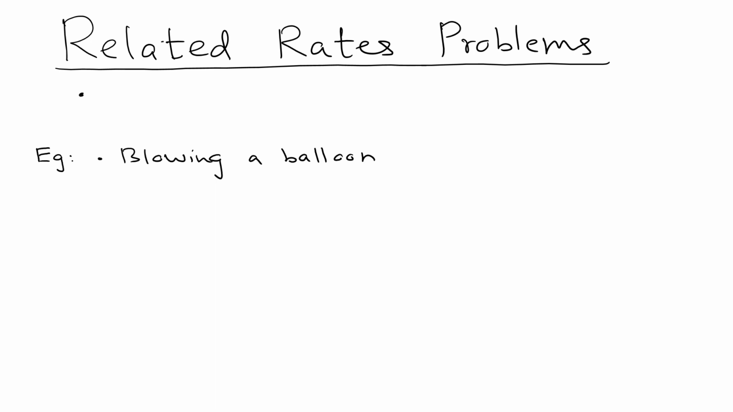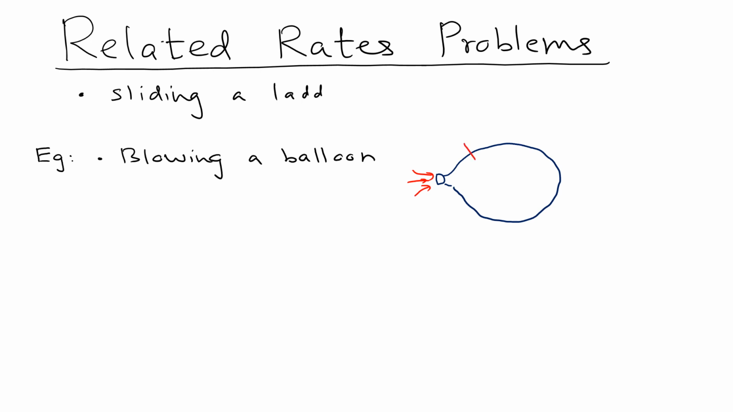For example, blowing a balloon. If you blow a balloon, what happens? You put air into the balloon, and that increases the volume. When you increase the volume, and we assume a spherical shape, it changes the radius. So when you change the volume, it increases the radius. That means the volume and the radius are related to each other, and that's the kind of problem we're going to study.